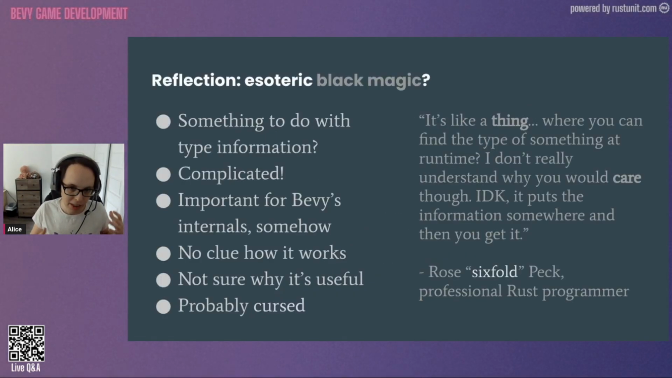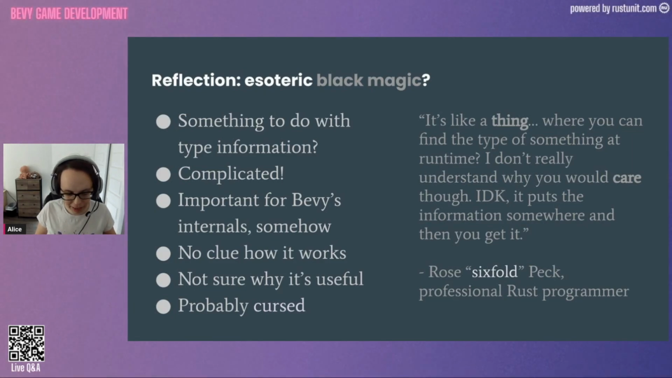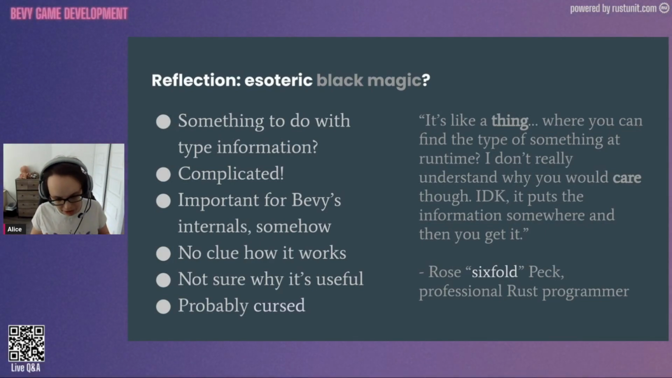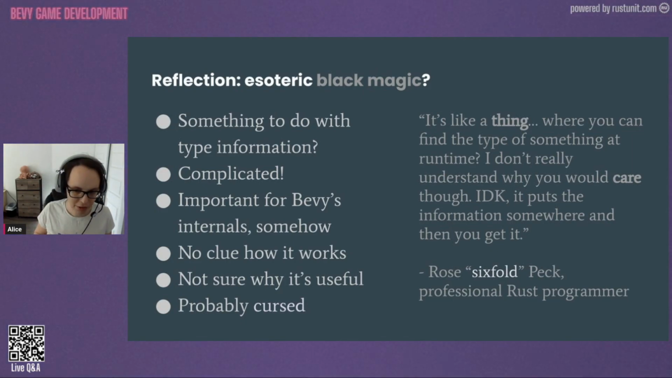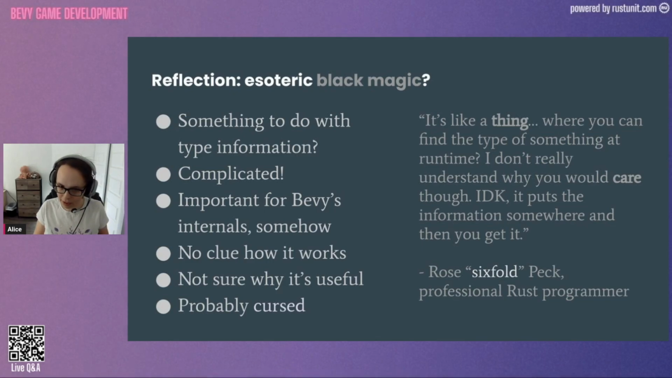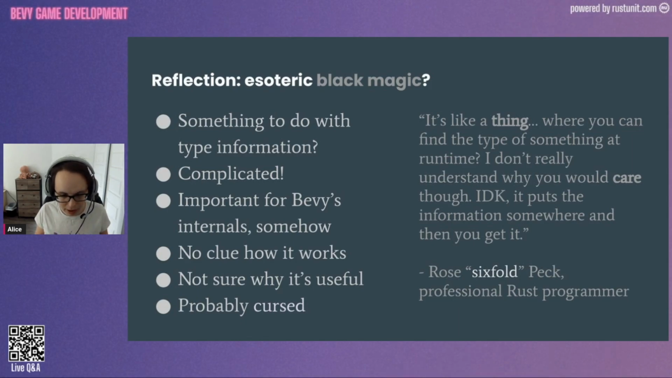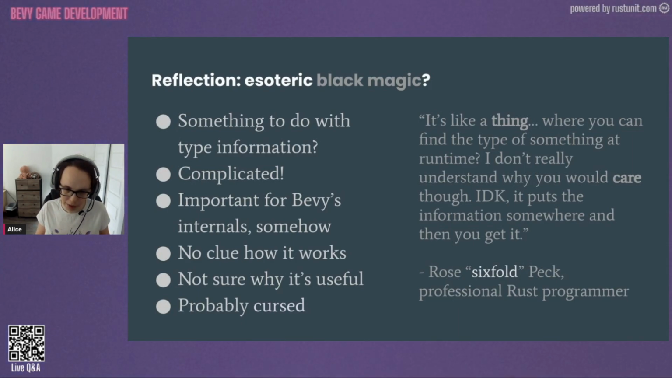So you may have heard us talking about reflection. Oh yeah, we have Bevy reflect and we have weird macro heavy code and all of that, but it can be an intimidating topic. So in order to get an understanding of where my audience is at, I did an informal poll of one professional Rust developer who happens to be my girlfriend. And this poll revealed that professional Rust developers think that reflection has something to do with type information. It's definitely complicated. It's probably important for Bevy's internals somehow. They don't really have any clue how it works. They're not sure why it's useful, but they know for a fact that it's probably cursed.